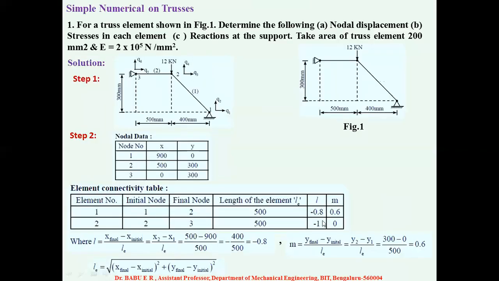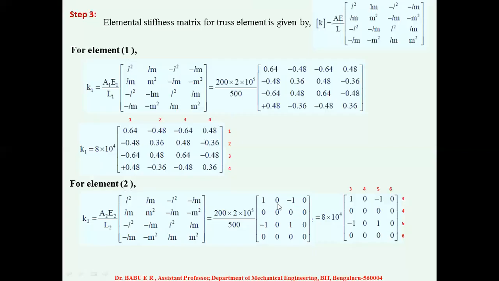So for the second element, L is minus 1, M is 0. So L square is 1, L into M is 0. So write the same two terms with opposite sign. So write this over here, M square is 0. Write again these two values over here with opposite sign. Again these two values over here with opposite sign. Again these two values with opposite sign.